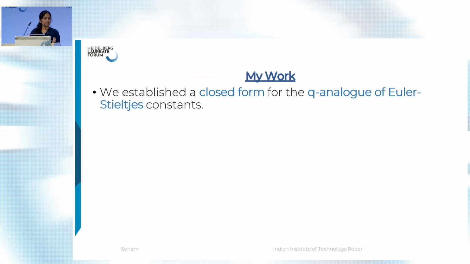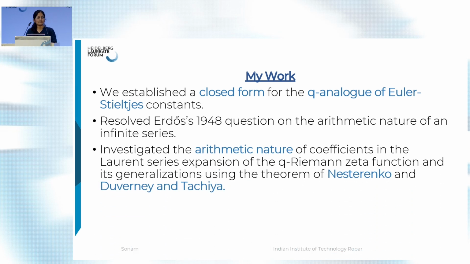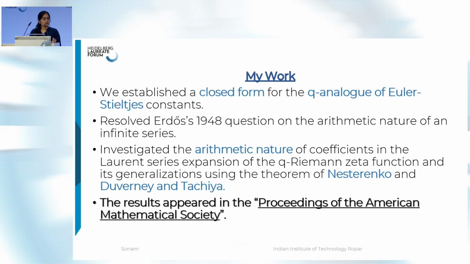So basically, in my work, we have established a closed form expression for the q-analog of the Euler-Stieltjes constant. Also, we resolved one of the questions posed by Erdős in 1948 in his paper about the arithmetic nature of an infinite series. Moving forward, we also investigated the arithmetic nature of coefficients in the Laurent series expansion of the q-Riemann zeta function and its generalization using a theorem of Nesterenko, which deals with the algebraic independence of Eisenstein series, and a theorem by Duverney and Tachiya, which is related to the linear independence of certain Lambert series. This work is a part of a publication in Proceedings of the AMS, and there are many more things to discuss about the q-Riemann zeta function, so we can connect for all these things during the poster session.